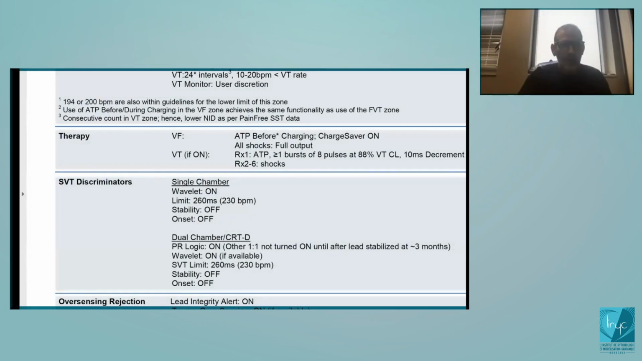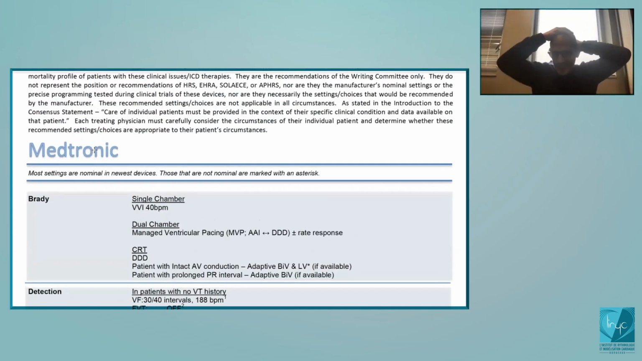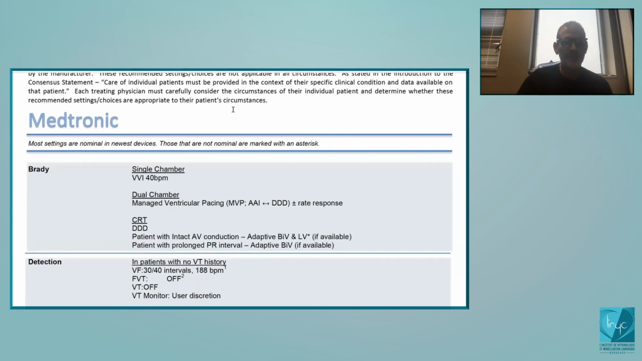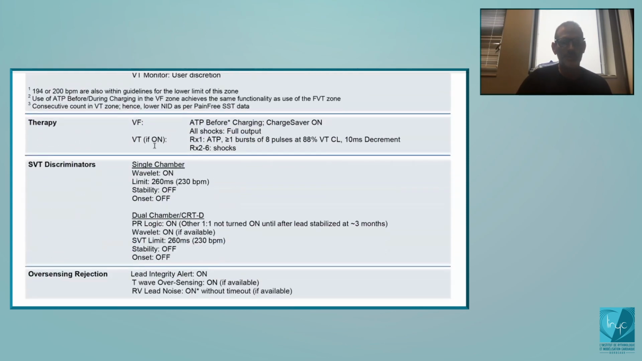So you know probably this manuscript. This one has been written, and it's advice for programming the ICD. And there are specific guidelines company by company. So here we are at Medtronic, and the subject today will be the discrimination. So you see here the discriminators, what is recommended for a single chamber.